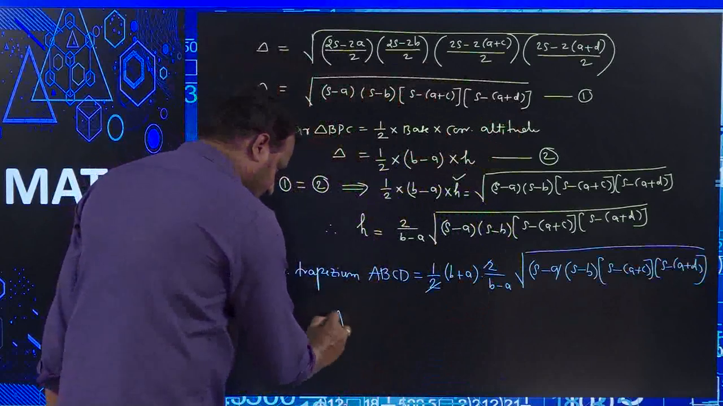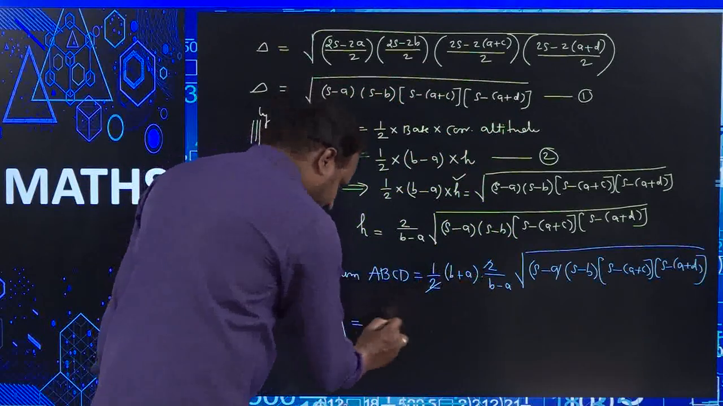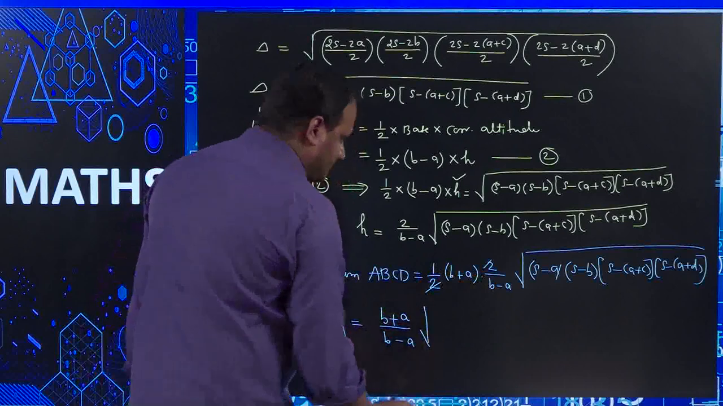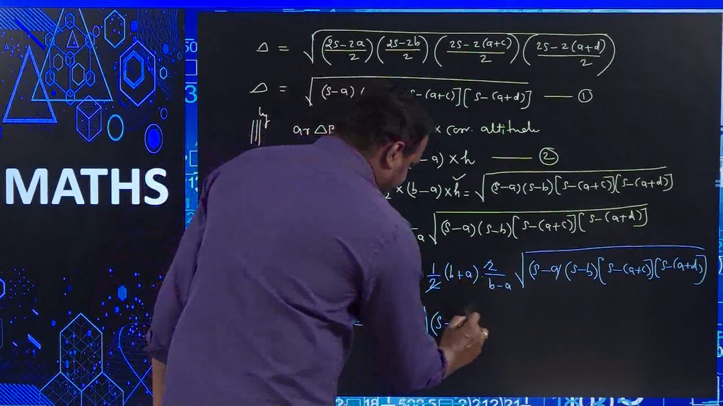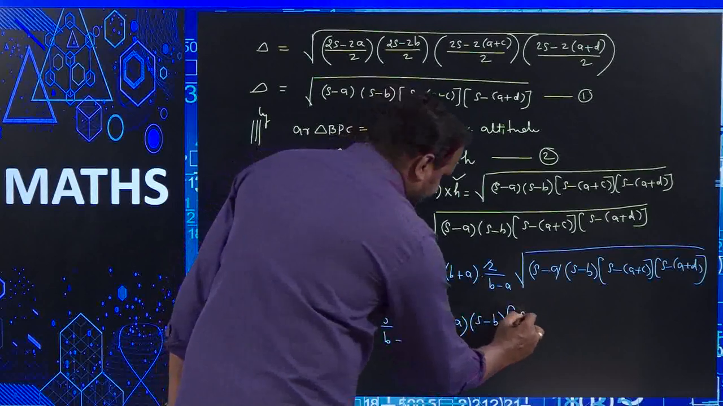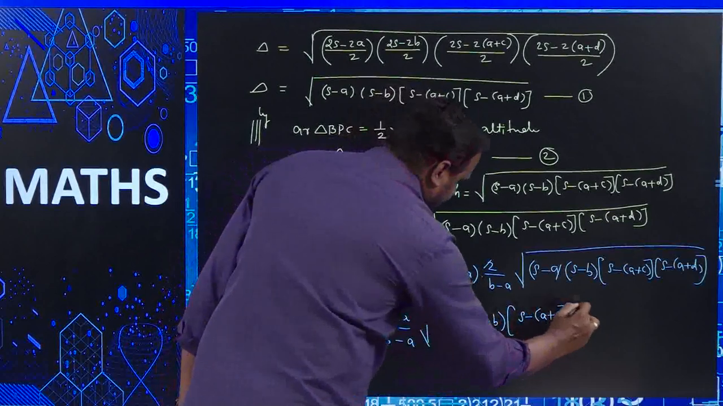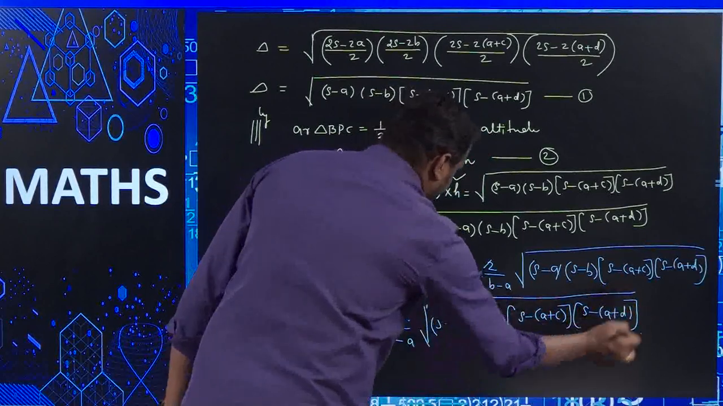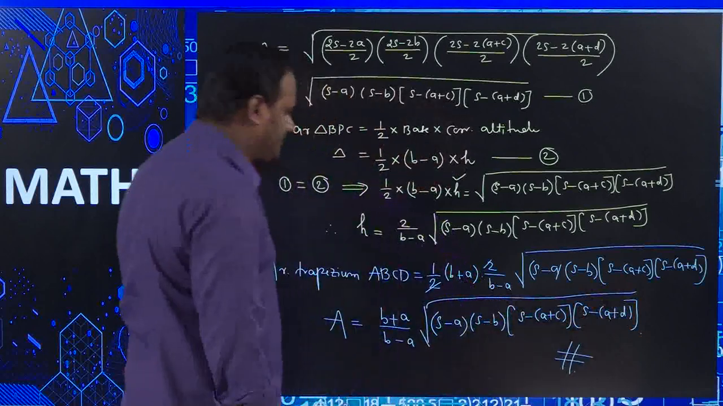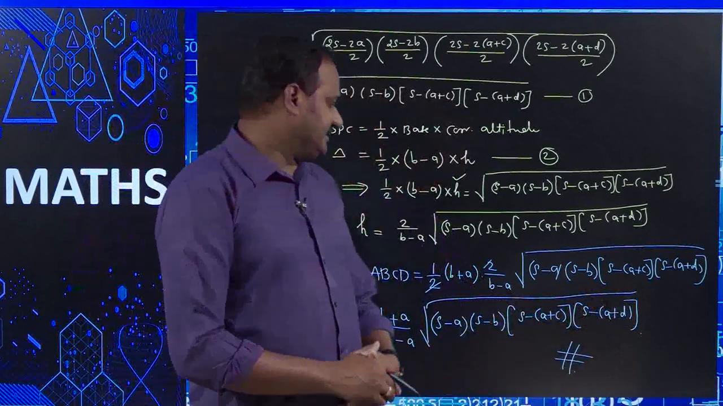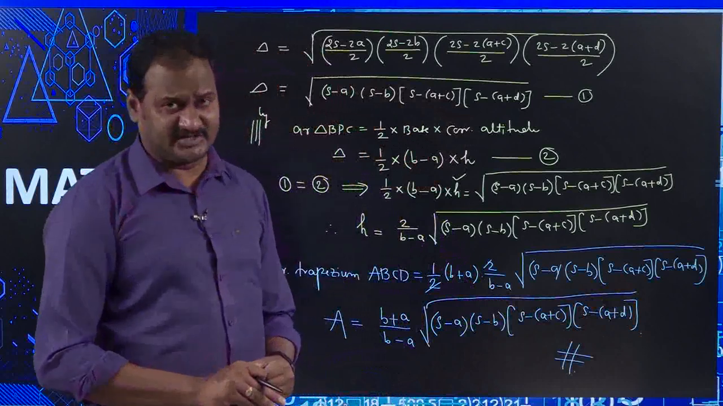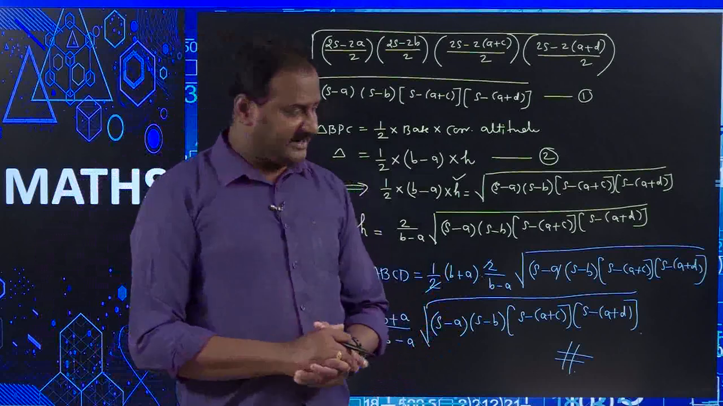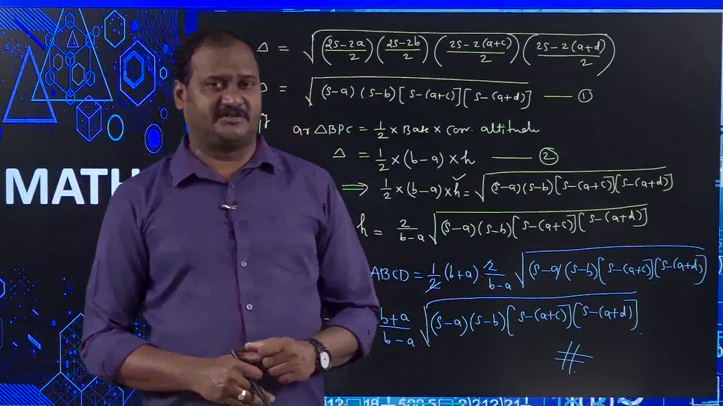area of trapezium is equal to B plus A by B minus A into square root S minus A times S minus B times S minus of A plus C times S minus of A plus D. This is the formula for area of trapezium. So, hope you understand. This formula is, I think, nowhere in our books. I do not know why they did not mention this formula when all four sides are given. But this is the formula when all four sides of a trapezium are given.